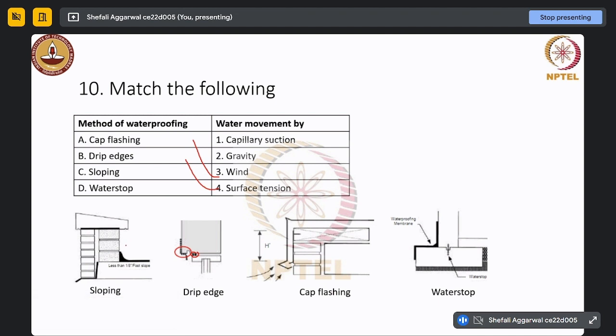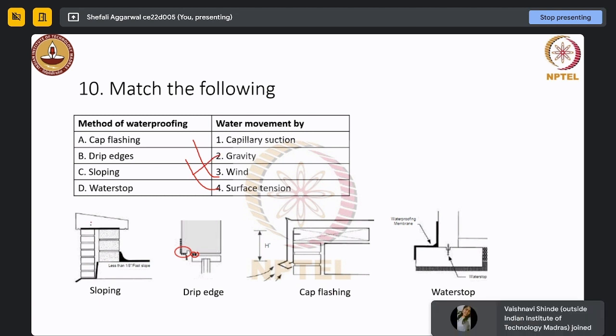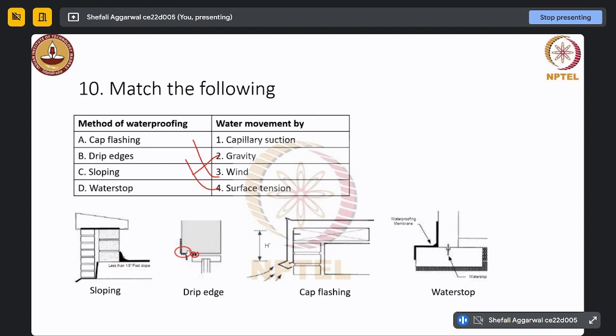Next is the sloping. This type of sloping we are providing here and here mainly to prevent seepage due to gravity. In gravity, water is falling from the top and going into the surface due to the gravitational force. So if we are providing sloping here, water will not enter at the edges and will run off. So sloping is provided in case of gravity.